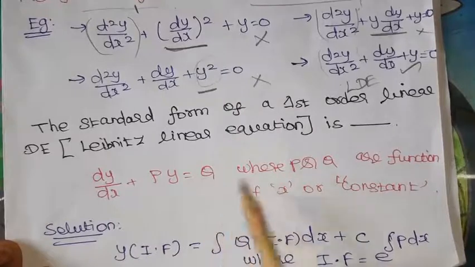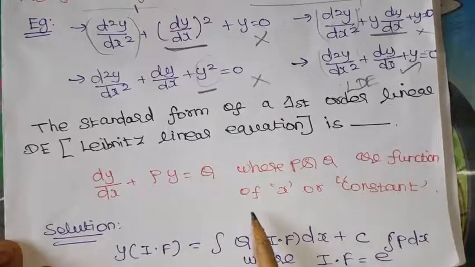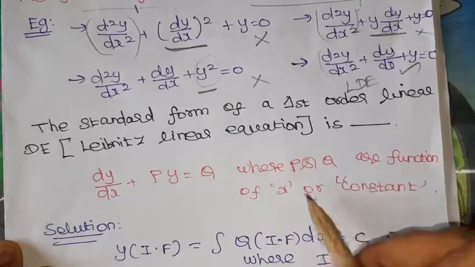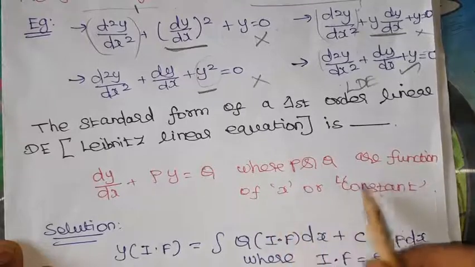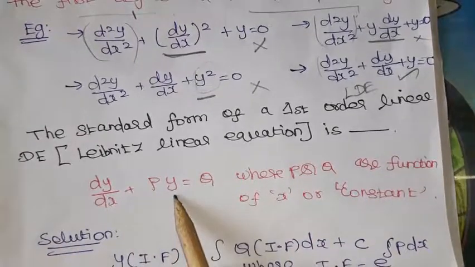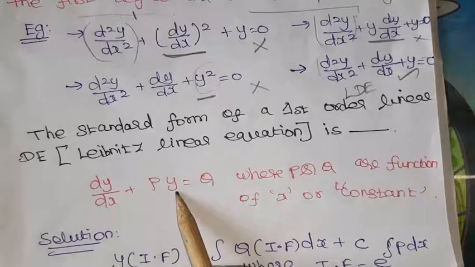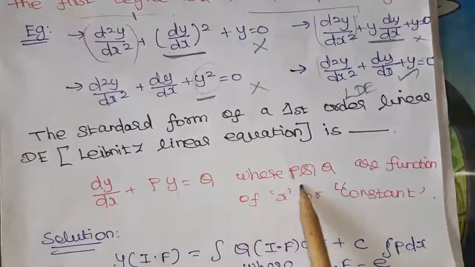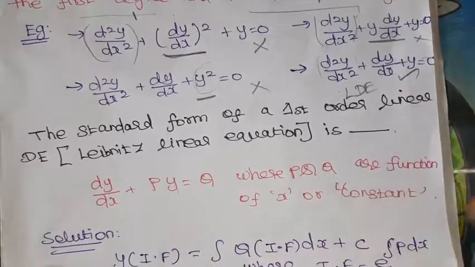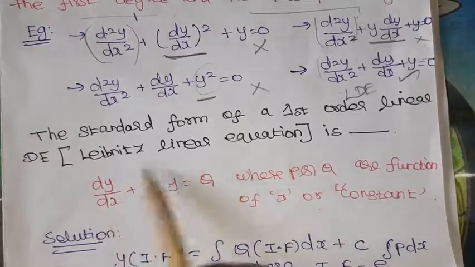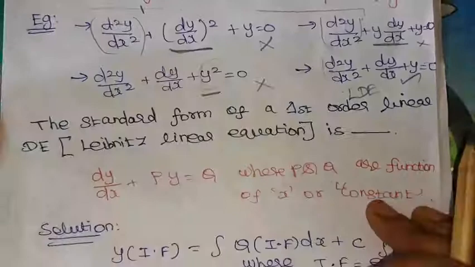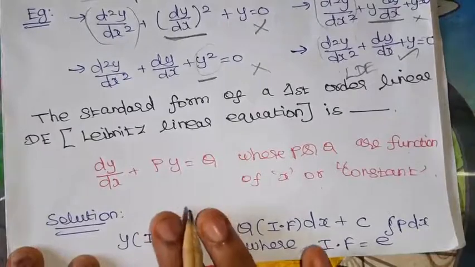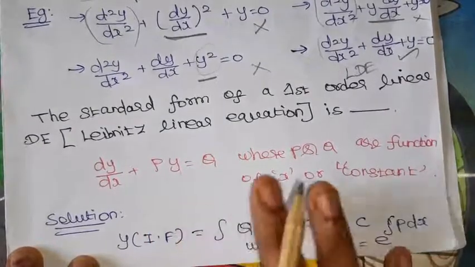What are p and q? P and q are functions of x or constant. This is the general form or standard form of the Leibniz linear equation. This is very important. Surely there is a many possibility of asking questions in the TNEB and TRB Polytechnic exam and GATE exam as well.